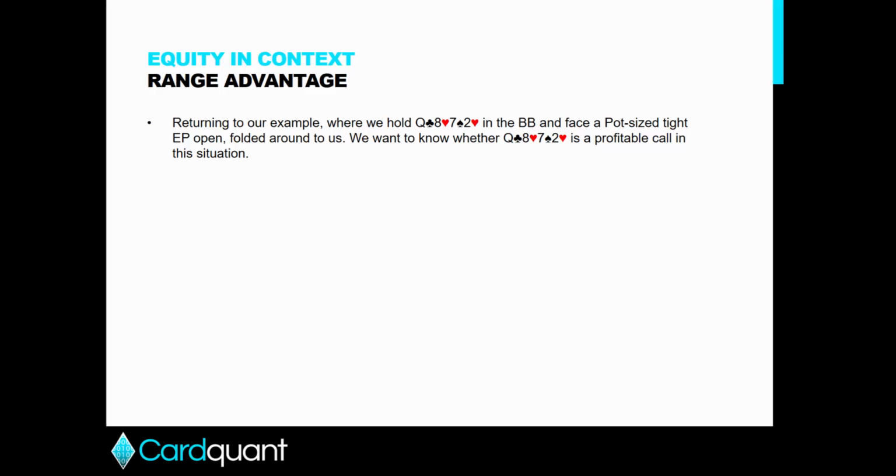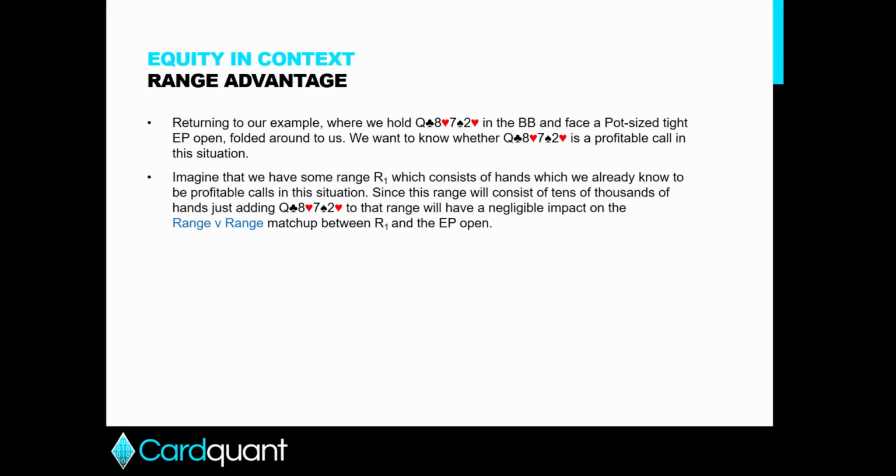So if we return to our example where we hold Queen 8-7 deuce in the big blind, we face a pot-sized tight open, it's folded around to us, and we want to know whether Queen 8-7 deuce is a profitable call in this situation. So imagine that we have some range R1, which consists of hands that we already know to be profitable calls in this situation. But for the sake of argument, we don't know whether Queen 8-7 deuce is or not.